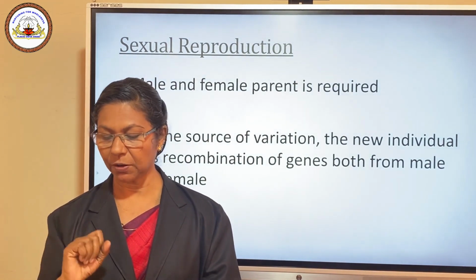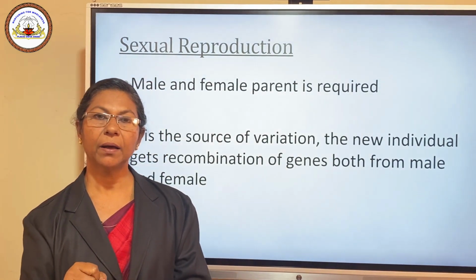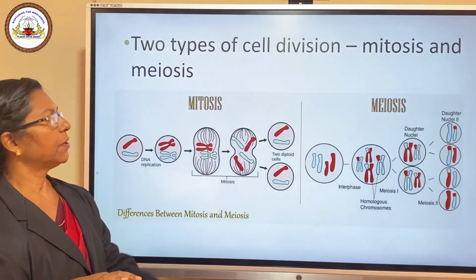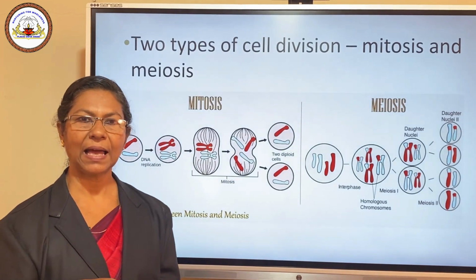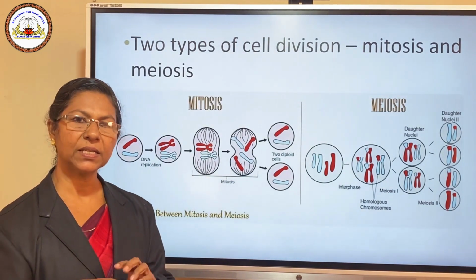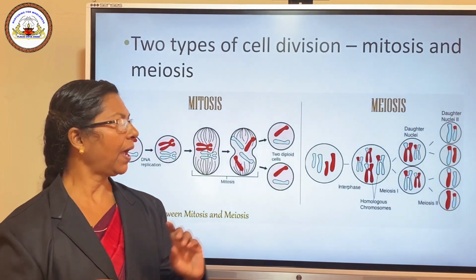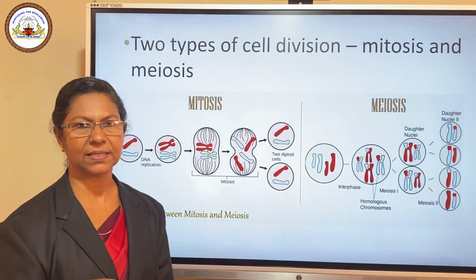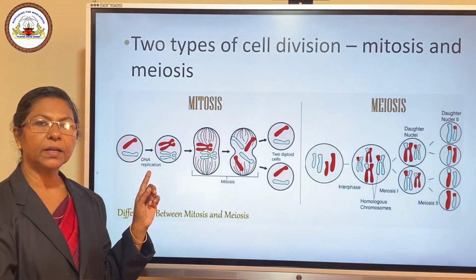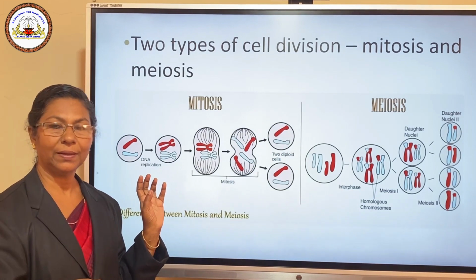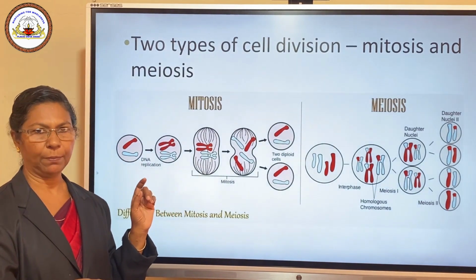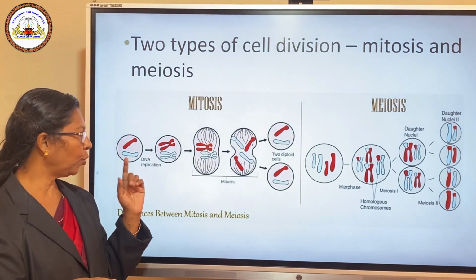There are two types of cell division, that is mitosis and meiosis. Mitosis takes place in body cells or somatic cells, and meiosis takes place in sex cells. In mitosis, inside the nucleus of a cell there are chromosomes. At the time of cell division, the chromosome duplicates.